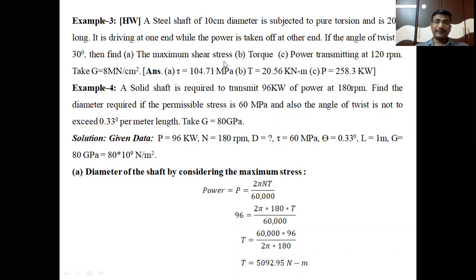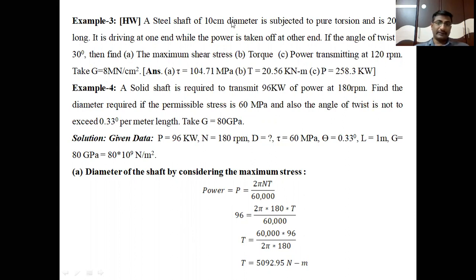Then find the maximum shear stress, torque, and power transmitting at 120 RPM. That is, capital N is 120 RPM. You should find the maximum shear stress, tau value, torque, capital T value, and power transmission, capital P value. So take G equal to 88 meganewtons per centimeter square, converted into newtons per meter square.